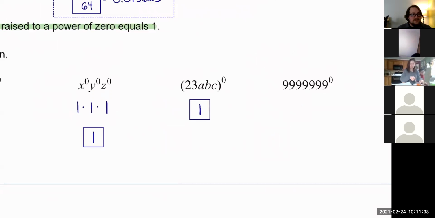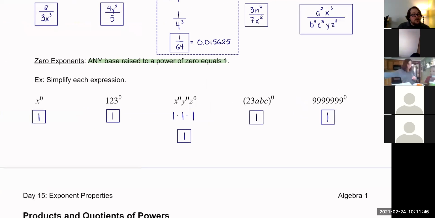9,999,999 raised to the power of 0 is 1. I don't care how crazy the base gets. If you can say that that entire base is raised to a power of 0, it equates to 1, which is great because that means we can simplify some pieces, because ones often hide later on in our problem.